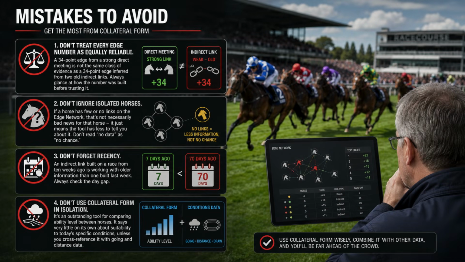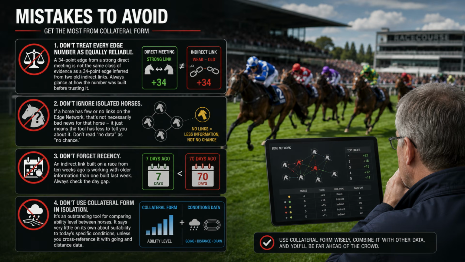Before we wrap up, there are a few warnings. Don't treat every edge number as equally reliable. A 34-point edge from a strong direct meeting is not the same class of evidence as a 34-point edge inferred from 2 indirect links. Always glance at how the number was built before trusting it.